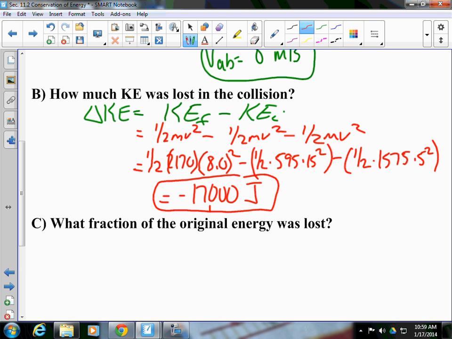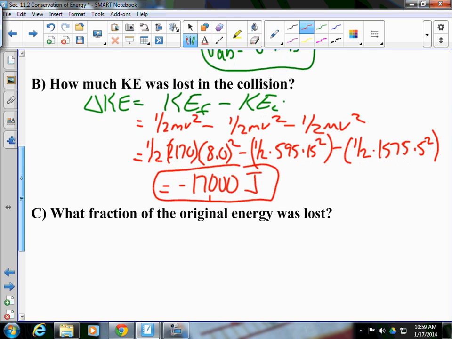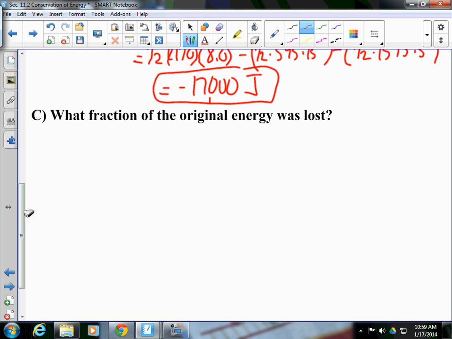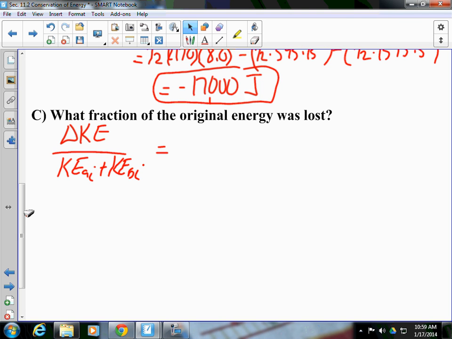Go to step C. What fraction of the original energy was lost? Well, how are we going to figure that out? Well, the change in KE over our initial kinetic energy, which would be KE A initial plus KE B initial. And really, we're just figuring out for the two cars. So this is a kind of a new equation, but really it's just figuring out a percent. Change in kinetic energy divided by, you're taking your lost over what was there initially.